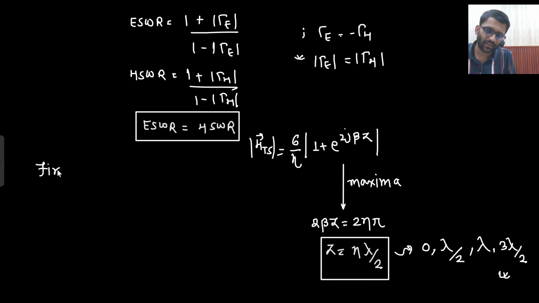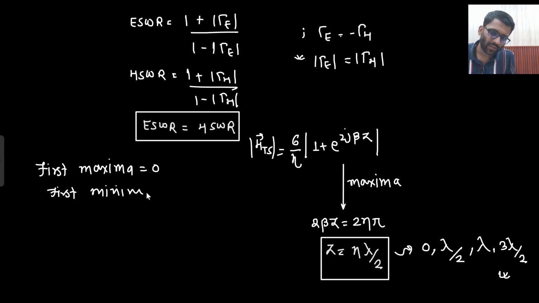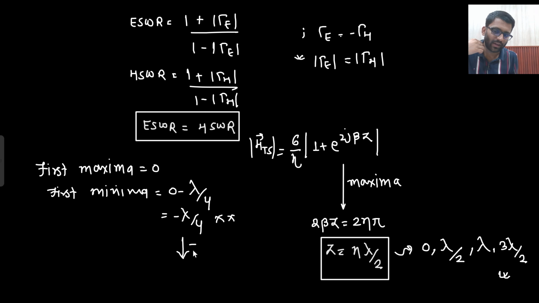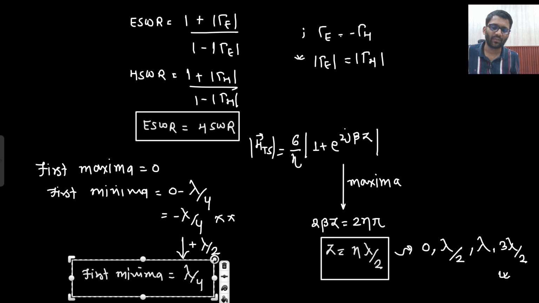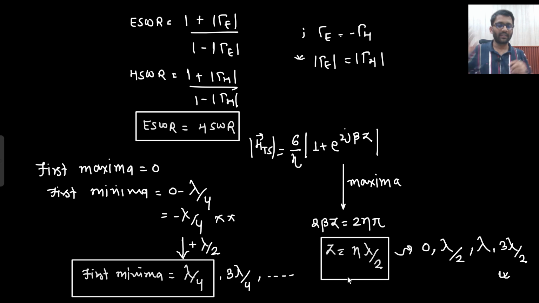So my first maxima is at 0. For the first minima, what will I do? I will subtract lambda by 4. If I subtract lambda by 4, what do I get? Minus lambda by 4, which is not acceptable. So what do I need to do? I need to add lambda by 2. So what will I get? Plus lambda by 4. So my first minima will be at lambda by 4. More minima will be at lambda by 4, 3 lambda by 4, and in that manner it will go. Is that clear to you?